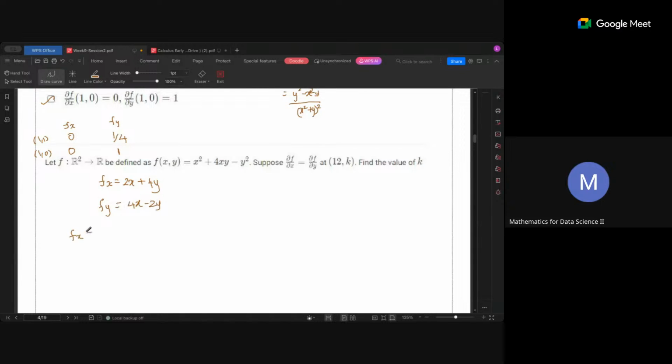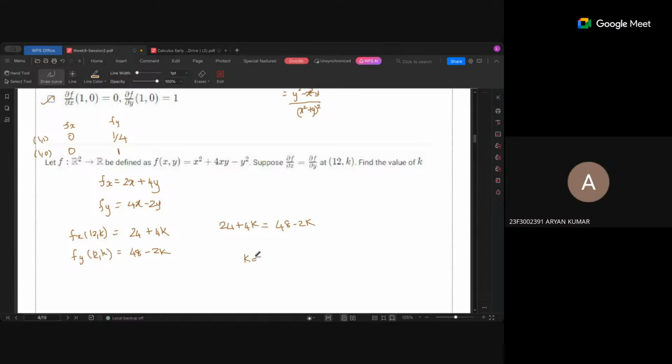So fx at (12, k) is equal to 24 plus 4k. And fy at (12, k) is 48 minus 2k. Okay. So it is given that 24 plus 4k is the same as 48 minus 2k. Solve this and tell me what is the value of k.